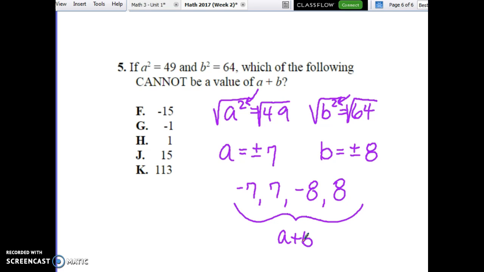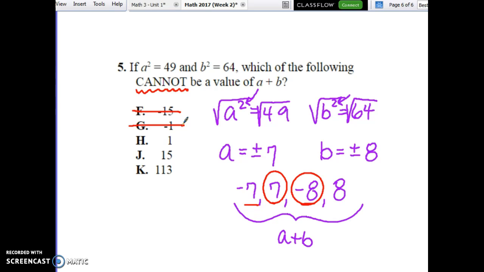Well, I can come up with negative 15 because I can add negative 7 and negative 8 to get negative 15. So since my directions say cannot, I'm going to eliminate negative 15 because I can get a value of negative 15 when I add those two numbers together. My second answer choice is negative 1. Well, if I add negative 8 and positive 7 together, I will get negative 1. So that answer choice is eliminated because I can get that value.